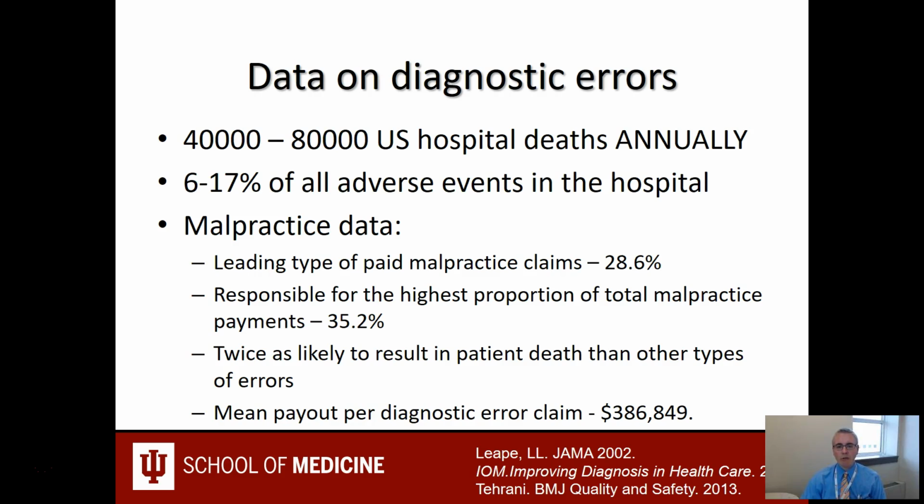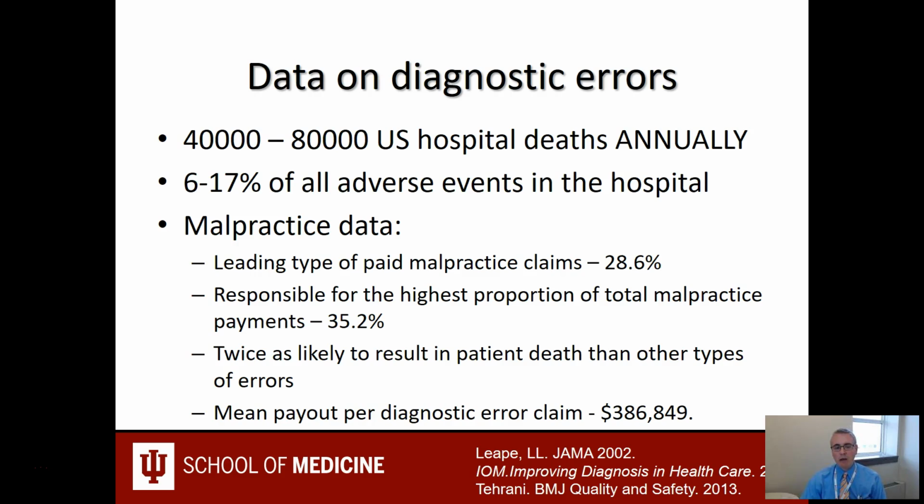The data that we have on diagnostic errors is extensive and quite scary. This is just a small portion of the available data, which showed that 40,000 to 80,000 U.S. hospital deaths annually occur due to diagnostic errors. And 6 to 17% of all adverse events in the hospital are due to diagnostic errors.